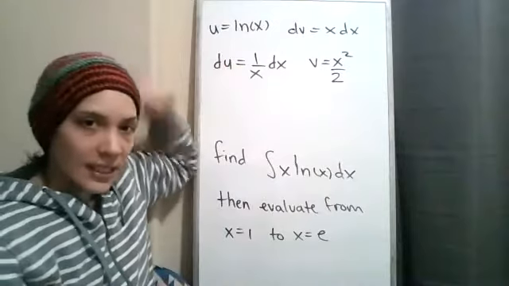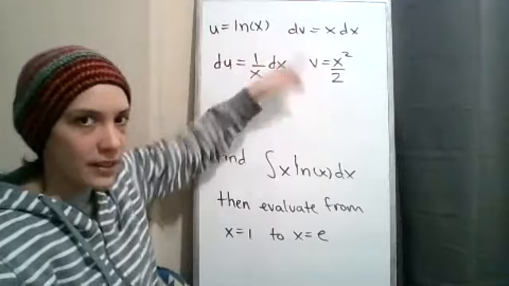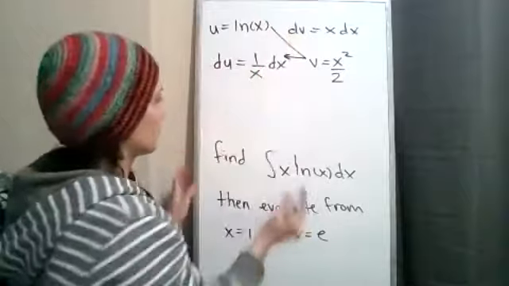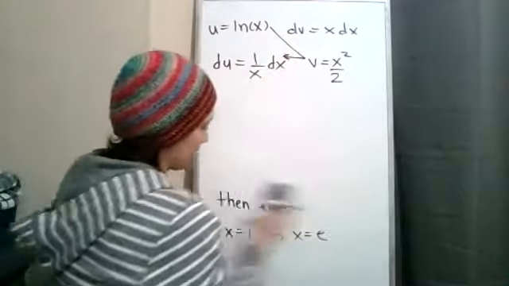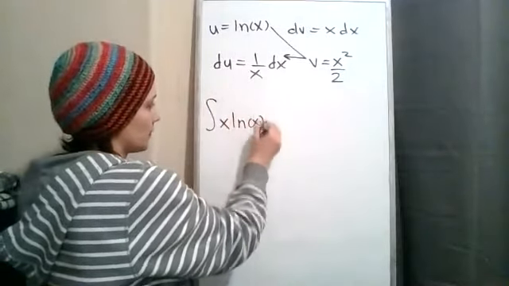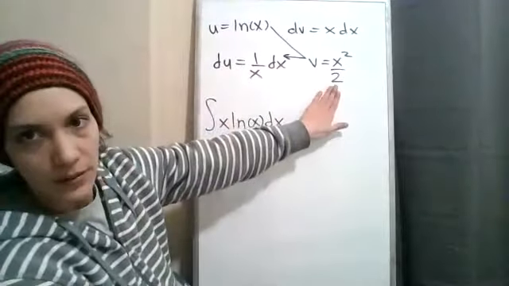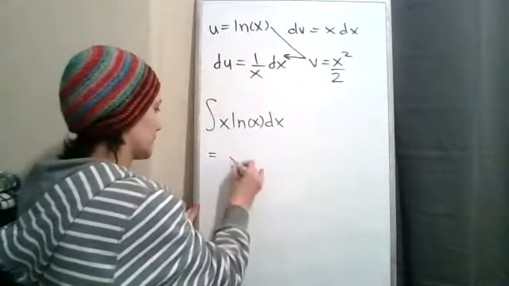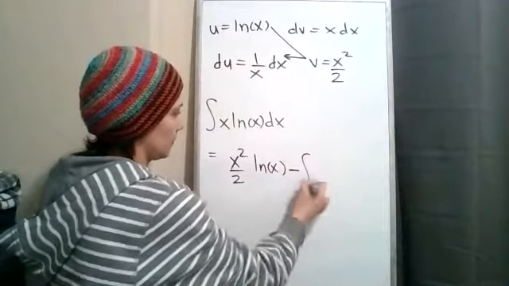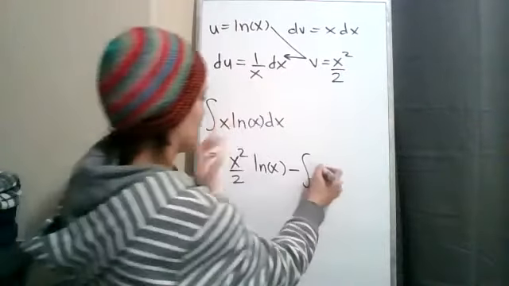And then that formula we looked at last time was u times v, subtract the integral of v du. So we go here to here, and then over there. x squared over 2 times ln of x, subtract the integral of x squared over 2 times 1 over x dx.